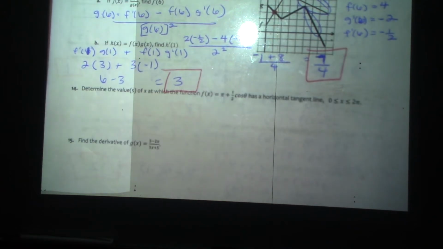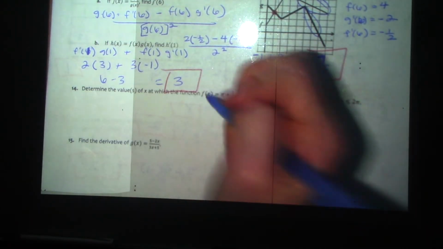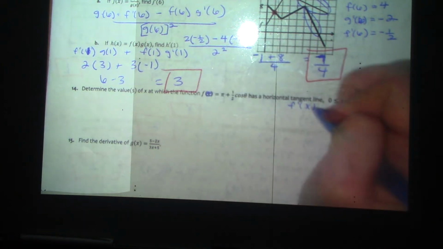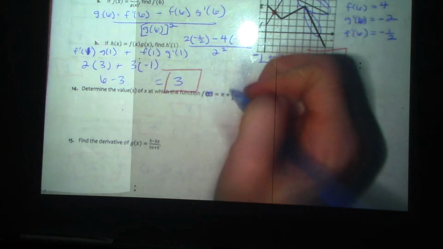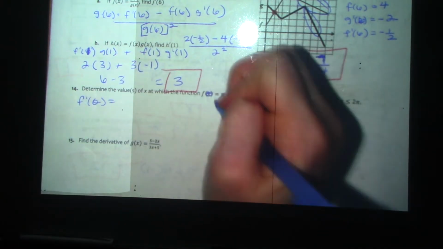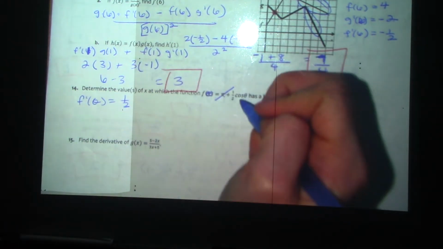Almost there. I want to know where I have a horizontal tangent line. I did this wrong on the key. So horizontal tangent line means find f prime of theta, and set it equal to 0. So I take the derivative. Derivative of pi is just 0 because pi is just a number. So f prime of theta is, this one goes away, and it's 1/2, I forgot to actually take the derivative here, times negative sine of theta. So this is negative 1/2 sine of theta that I need to set equal to 0.